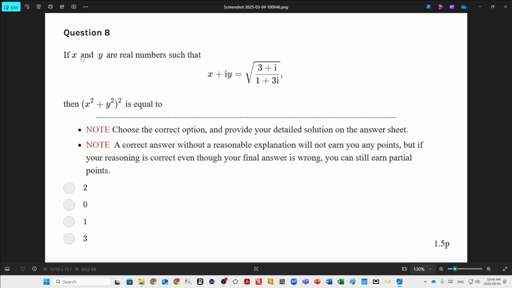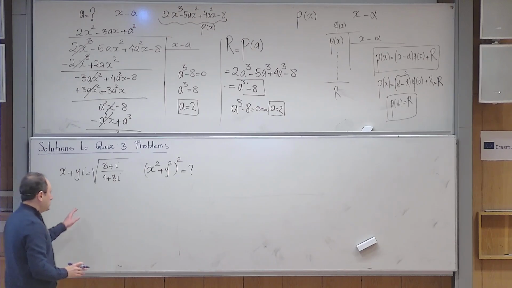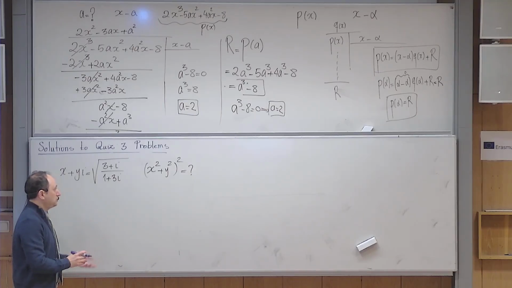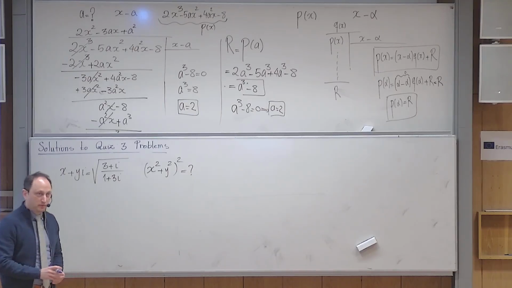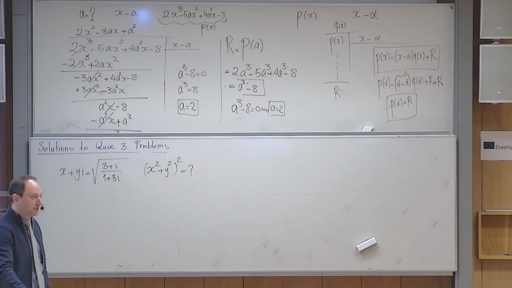So the question is this: if x and y are real numbers such that we know this is equal to that, then I am asking you to find the exact value of x squared plus y squared, again to the power of 2. Okay, so let me clean the board and write it on the board now. Even if you don't exactly know how to solve the problem, you should be able to do at least something relevant to the problem. What do you think will be something relevant that might bring you some points even if you don't know how to solve the problem until the end?